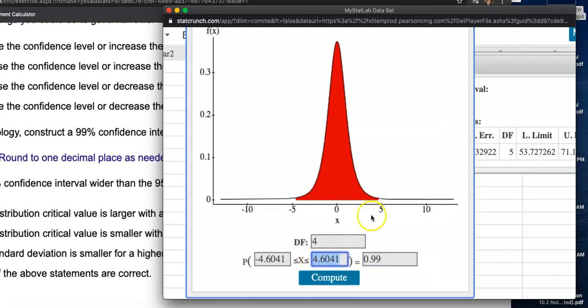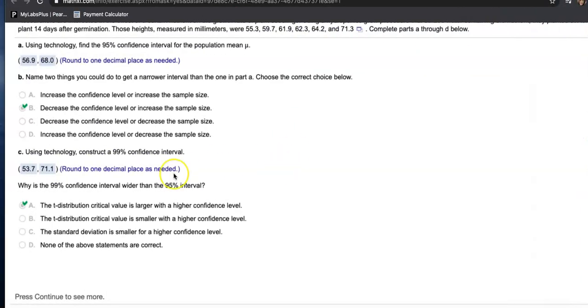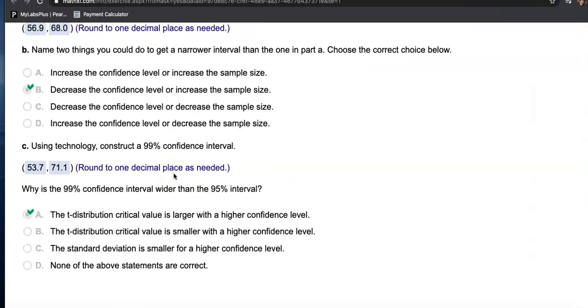The critical value gets bigger because the center is still 0. To have 99% in the middle, you have to go a little further out to the extremes, to the right extreme and to the left extreme. That's why if you are going from a 95% interval to a 99% interval, the interval will get wider, because the critical value that we grab from that T distribution gets larger.